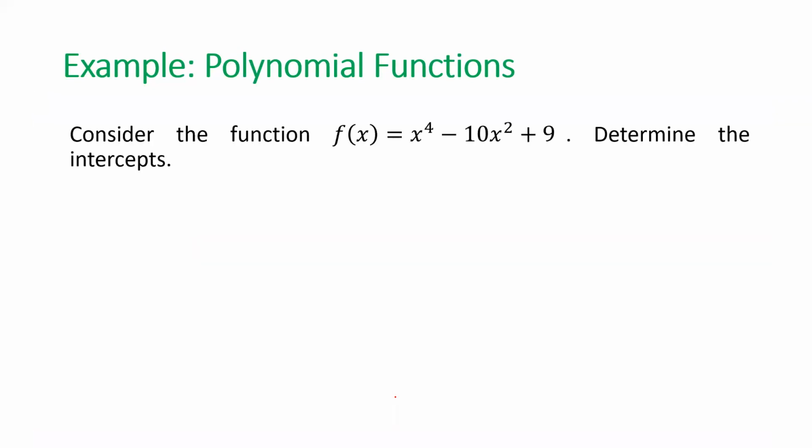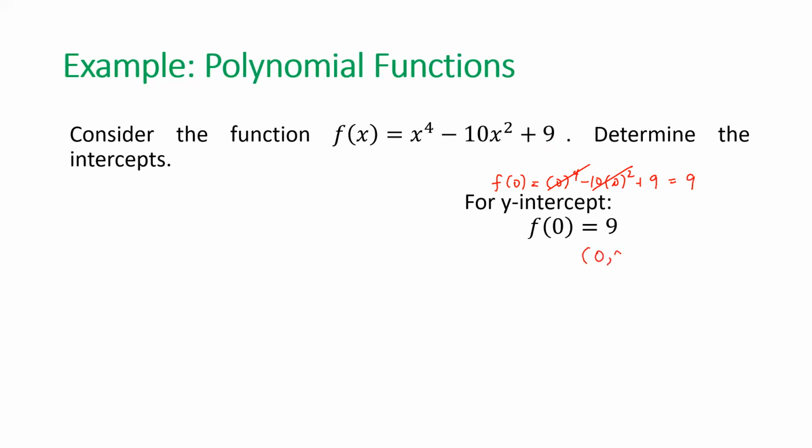Okay, next example, let's now consider f of x equals x to the fourth minus 10x squared plus 9, and determine the intercepts. So just like in the previous example, for the y-intercept, we will evaluate f of 0. So that will be 0 to the fourth minus 10 times 0 squared plus 9. And then 0 to the fourth minus 10 times 0 squared will just be 0. So therefore, the function value of 0 is 9. So that means the y-intercept is the point 0 comma 9.